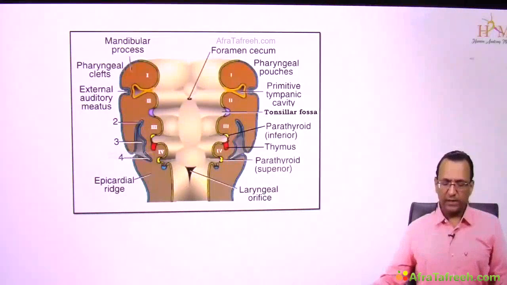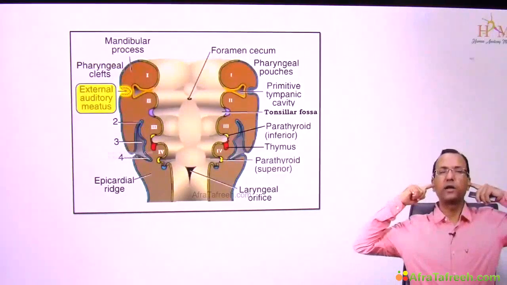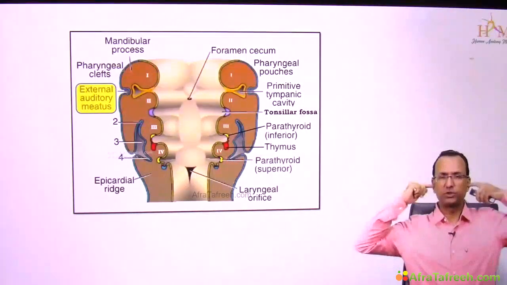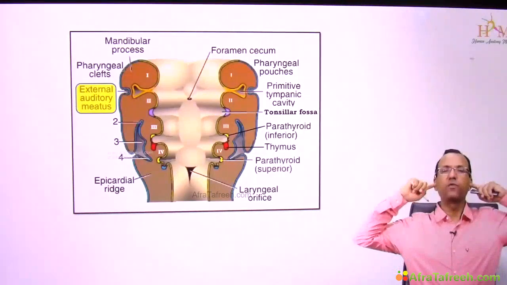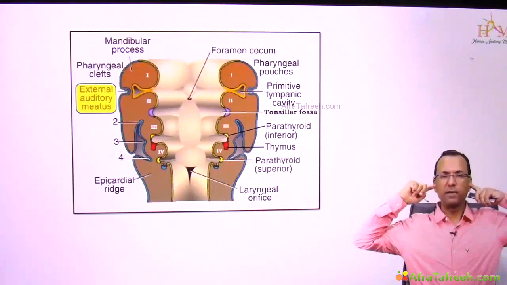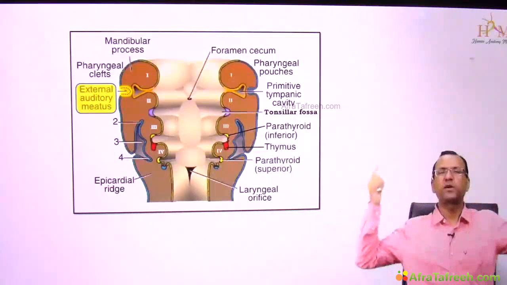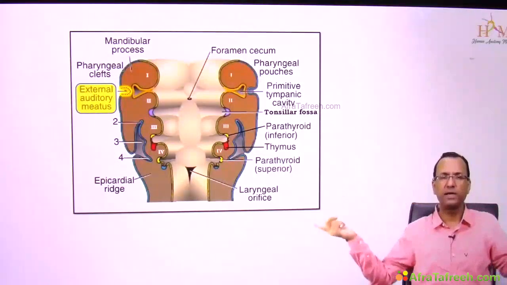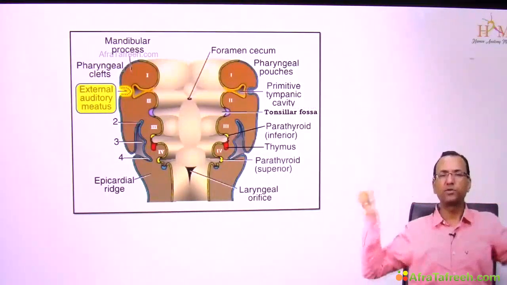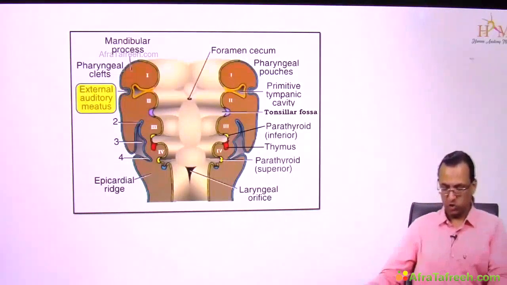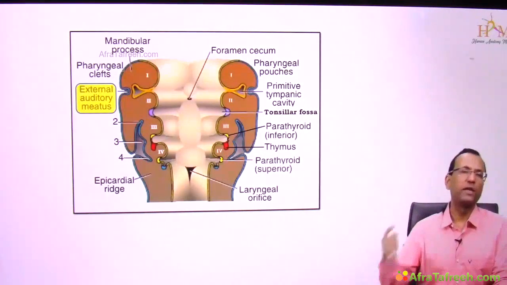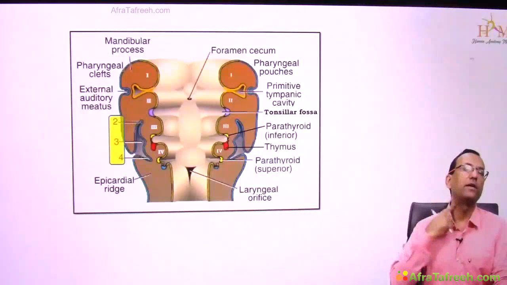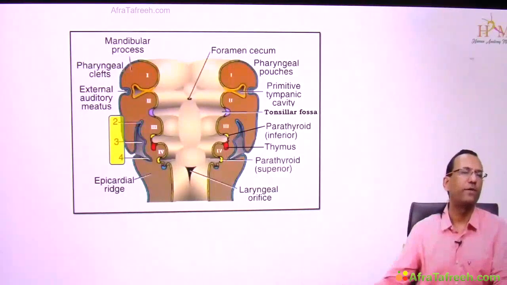Pharyngeal cleft 1 will become the external auditory meatus. If pharyngeal cleft 1 will become the external auditory meatus, I think it will be lined by surface ectoderm, because any external opening is lined by surface ectoderm. So this is pharyngeal cleft 1. What is happening to clefts 2, 3, 4? They are gone. They are obliterated. How are clefts 2, 3, 4 obliterated?